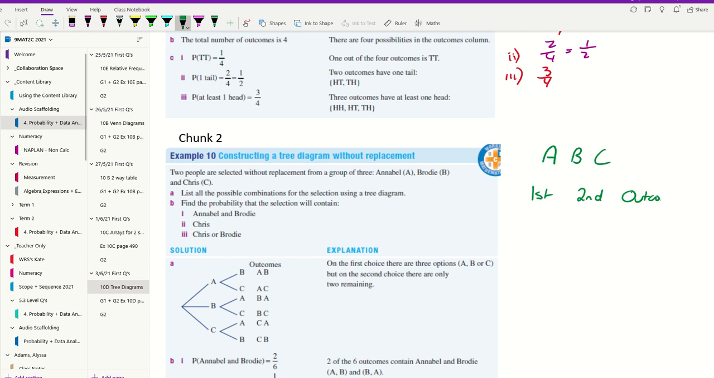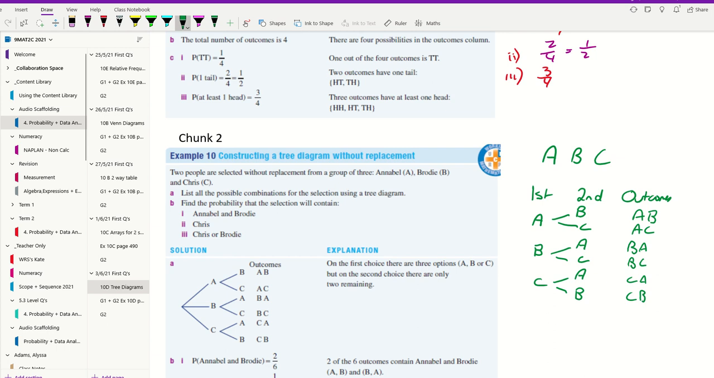All right, so here's our first selection and our second selection, our outcomes. So in our first selection, we can have any of the three of them. Now, when we've already chosen Annabelle, we can't choose her again. We can only choose the other two. Similarly, when we've chosen Brody, we can choose Annabelle or Chris. And if we've chosen Chris, we can choose Annabelle or Brody. So our outcomes are AB, AC, BA, BC, CA, and CB.